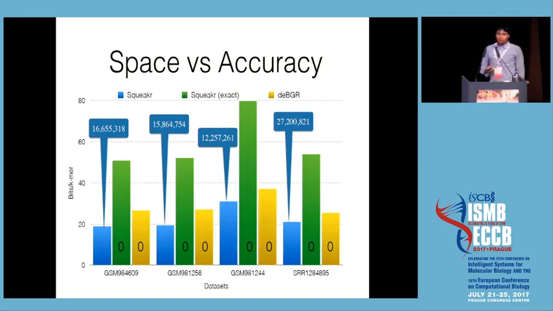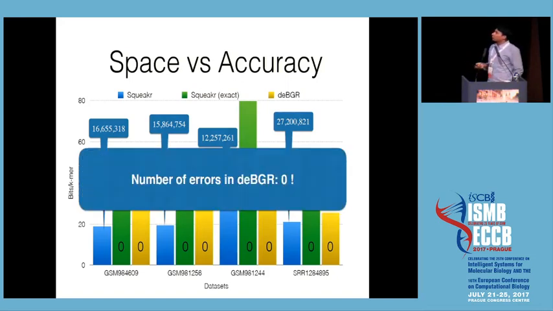So Squeakr, which is an approximate representation, has at least 6 orders of magnitude more errors compared to deBGR, and deBGR only takes slightly more space compared to Squeakr. In short, the number of errors in deBGR is actually 0.